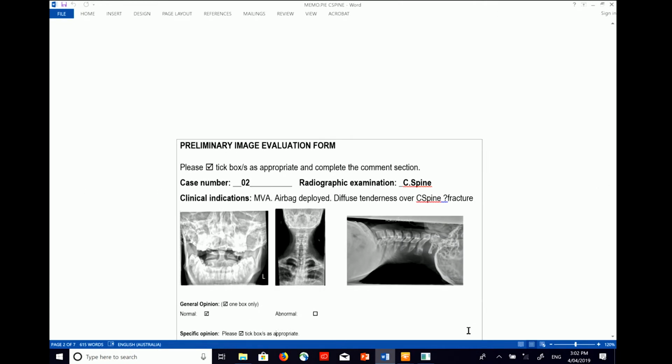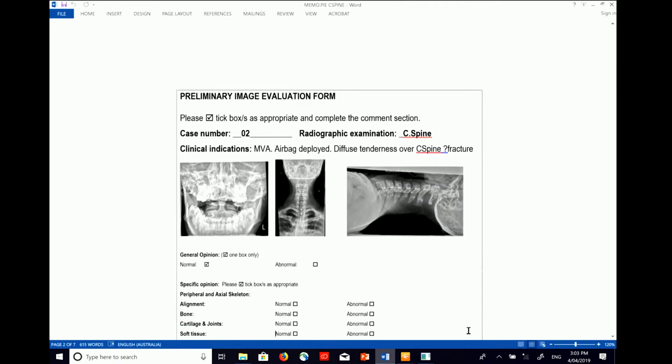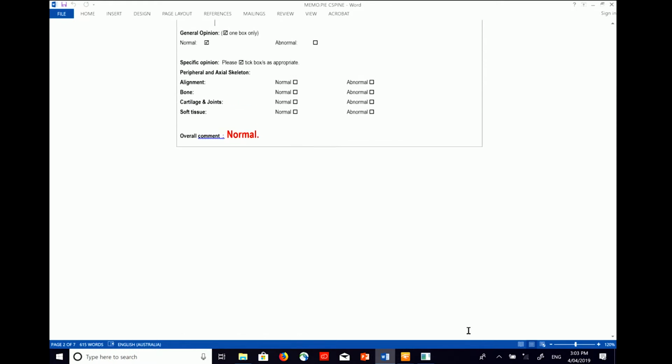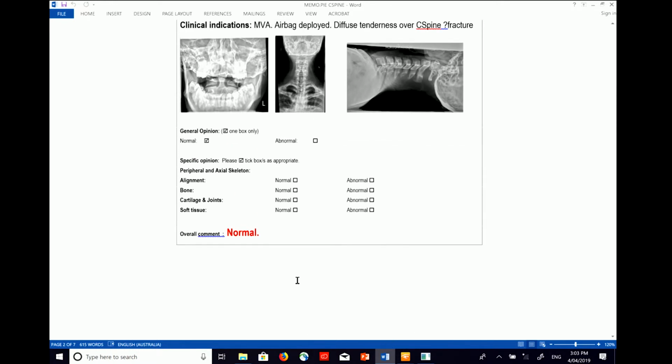So with this case then, in the general opinion, you need to tick that it is normal, and then if you want to, you can tick all the normal boxes, but that's not necessary, and then the overall comment is normal. It's important when you write the exams that you actually provide a comment, although you have ticked the general opinion box to indicate that it's normal, because as mentioned before, the overall comment attracts 1 mark.